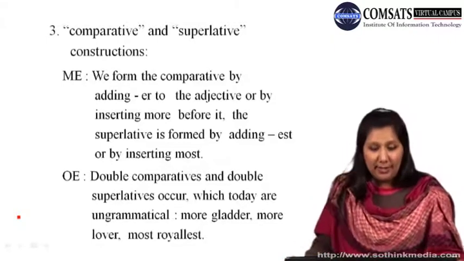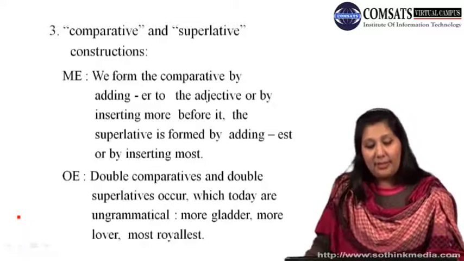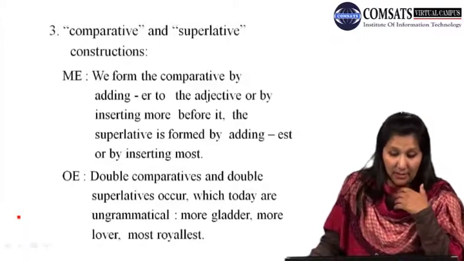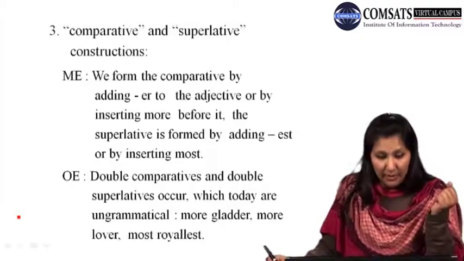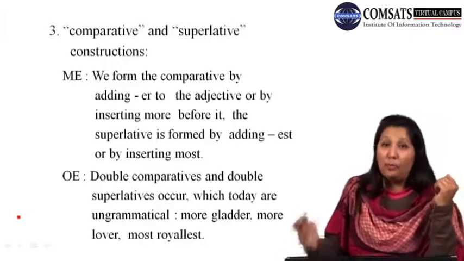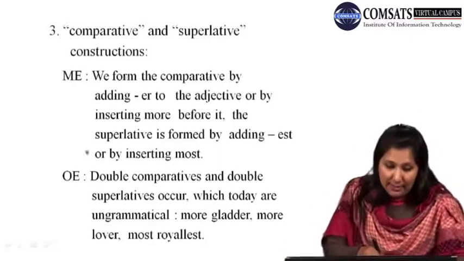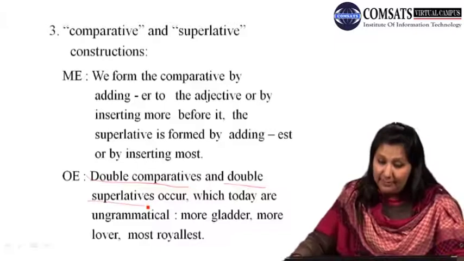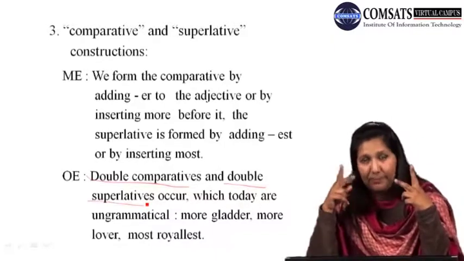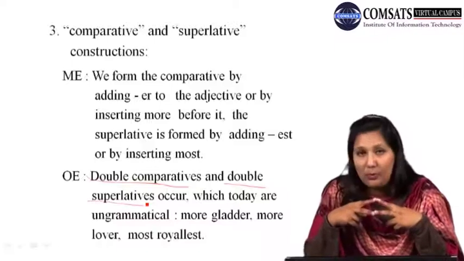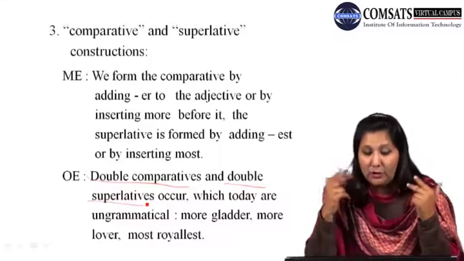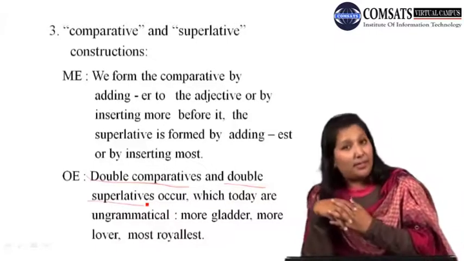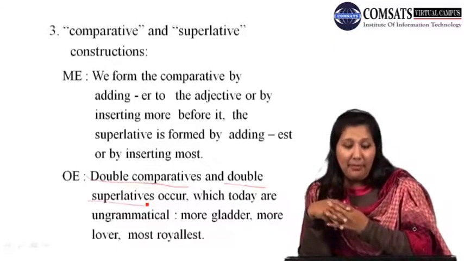Now the Old English period. In the Old English period, there are the double comparatives and double superlatives, which today are ungrammatical. Yes, what was happening actually in the Old English period, the structure was quite different from modern English. There were double comparatives and double superlatives. The two comparative degrees coming with each other. The double superlatives that they used to come with each other, which today are ungrammatical. These days we find them ungrammatical.